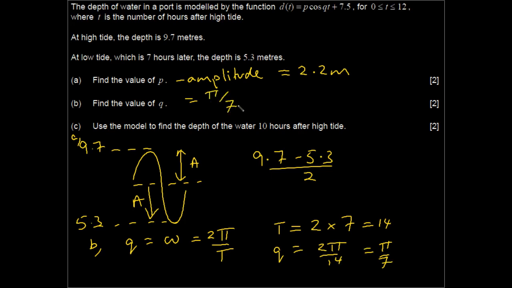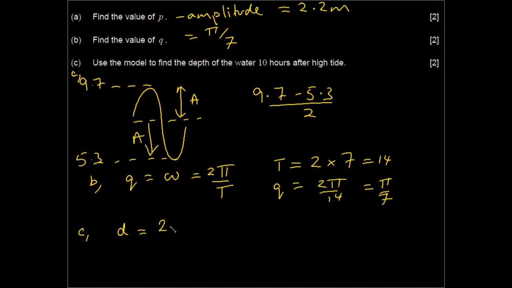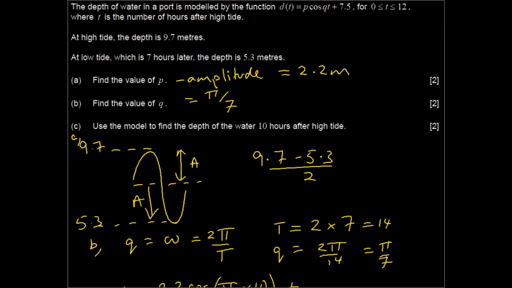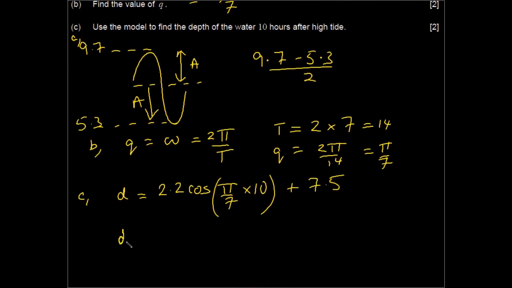Okay, and then it says use the model to find the depth of the water 10 hours after high tide. So all we need to do here is just put the numbers in. We know what P is, we know what Q is, we know what T is. Substitute the numbers in. So we should do part C. And we're going to say the depth is going to equal 2.2 cos pi over 7 times 10 and then plus 7.5.